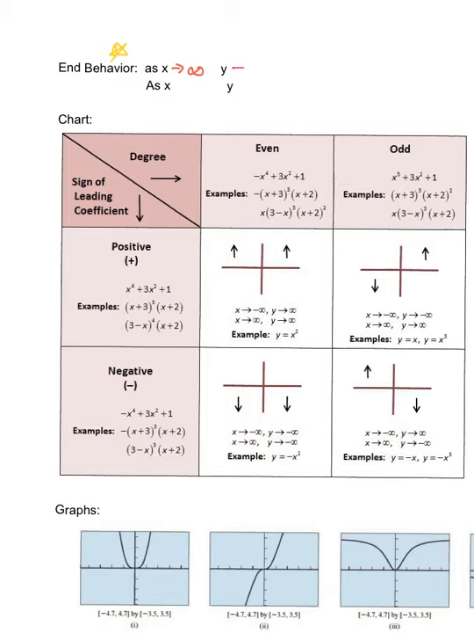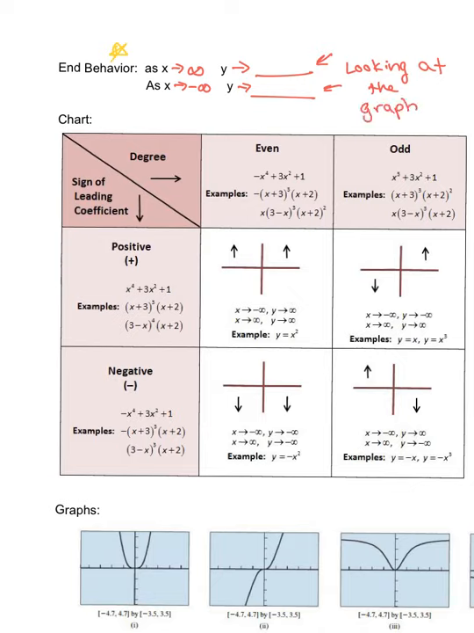So we start with usually as X approaches positive infinity. Then what you are trying to figure out is what is Y doing. This is the only part that changes along with the next line. So then this one is as X approaches negative infinity. Again, what is Y doing? So these are what changes, and you're looking at the graph, or you can follow the chart and be able to look at the equation.